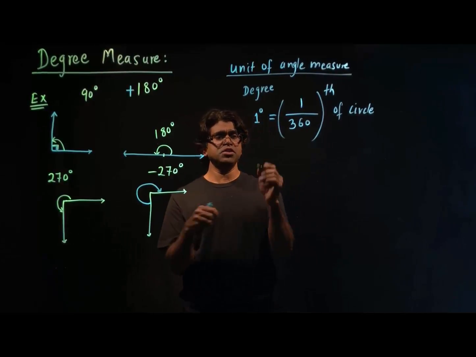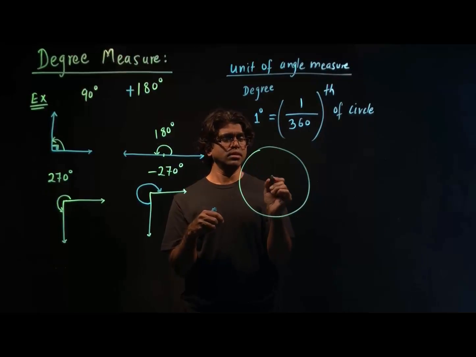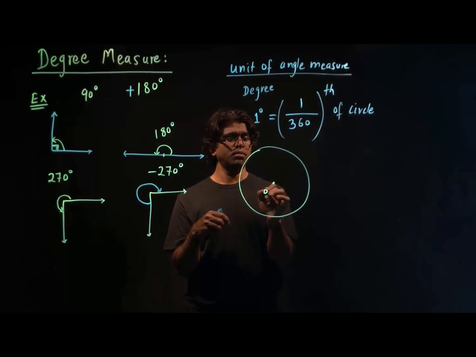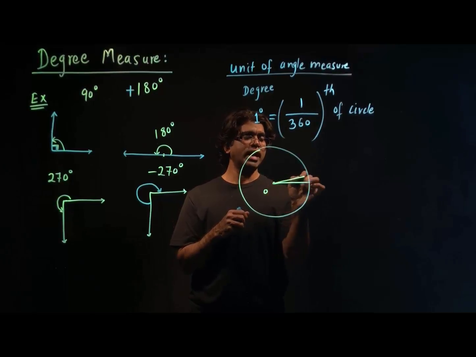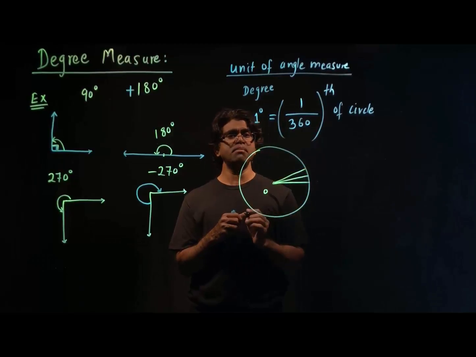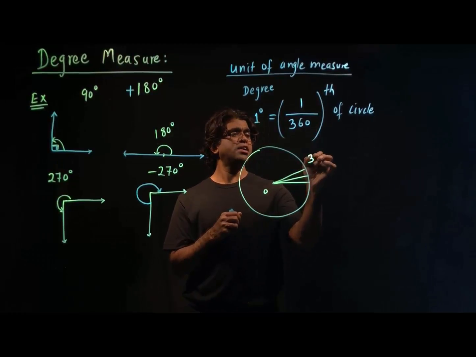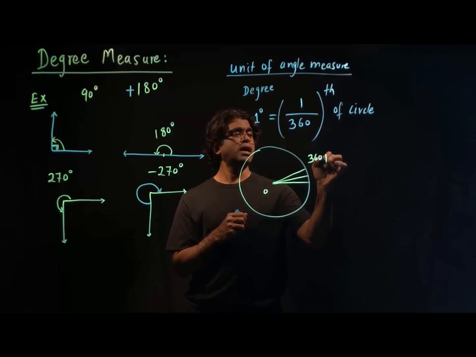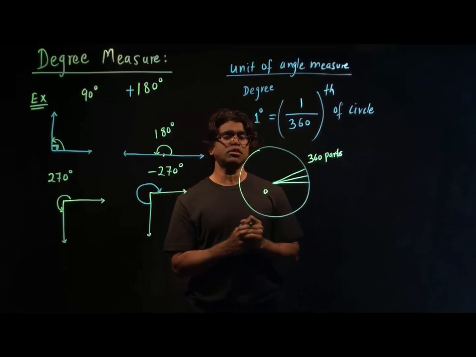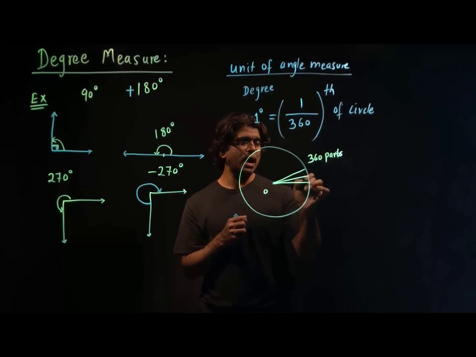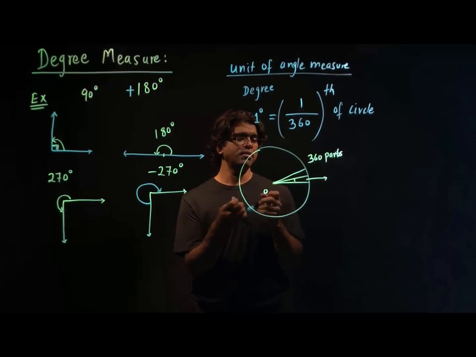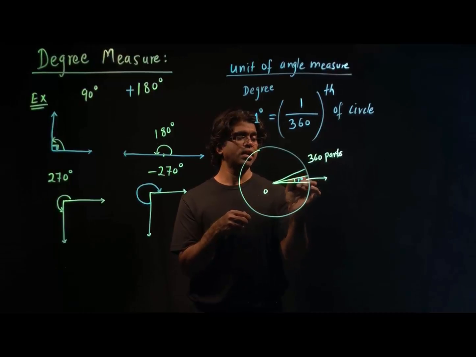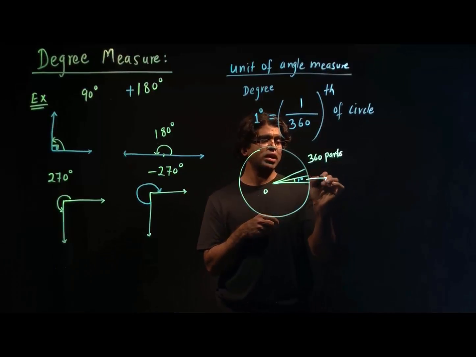It means that if I draw a circle, so this is my circle, this is the center O of the circle, and I divide this circle into small tiny pieces. And how many pieces do I make? I make 360 parts of the circle. So if I make 360 parts of the circle, and then I consider one part right here, which is basically 1 degree.